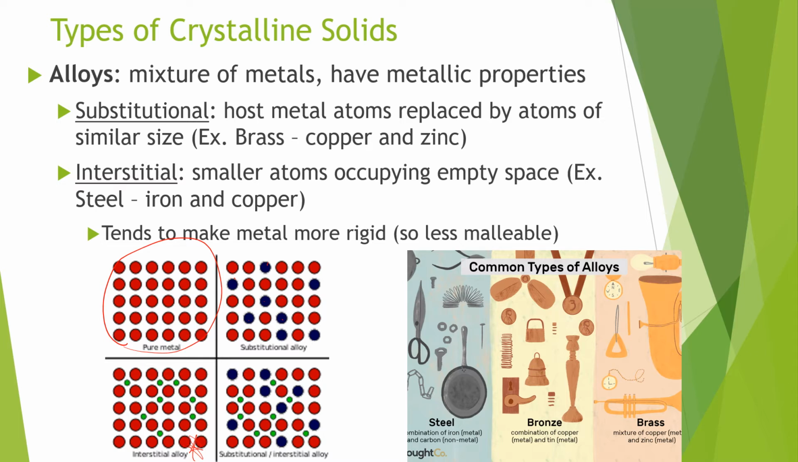And then finally, you could have a combination of both, where we have some substitutional and we have some interstitial. One thing to note is that an interstitial alloy will make the solid more rigid because you've taken up a lot of that empty space. It's going to become less malleable and ductile than just the pure metal would be.